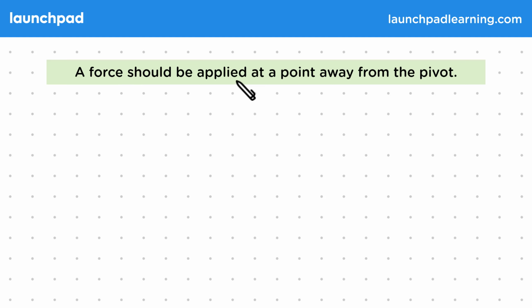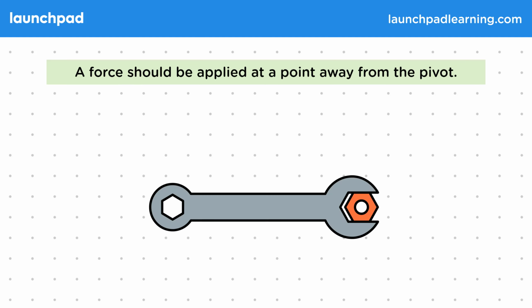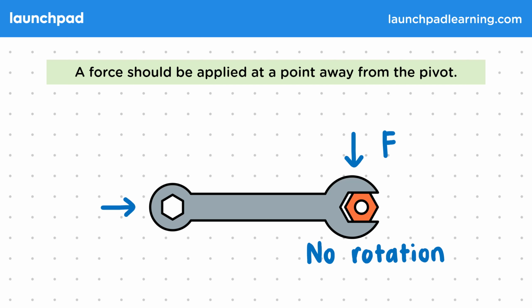Well, a force should be applied at a point away from the pivot. So there's no rotation if we apply the force here at the pivot point. If we push into the pivot, the wrench can't move and there's no rotation. And the same happens for any force pointed directly at the pivot. So does the same rotation happen when we apply the force anywhere else on the wrench?